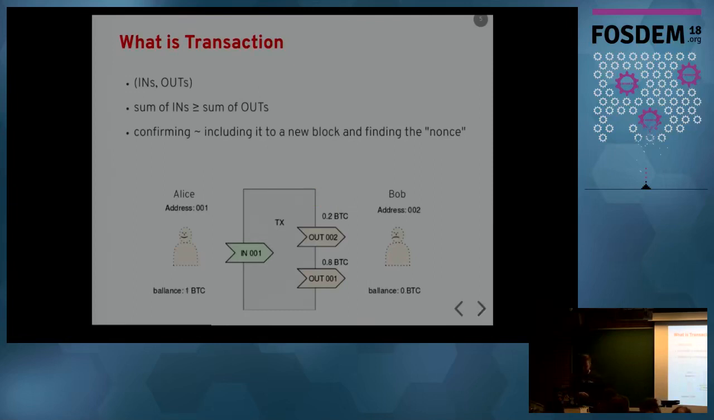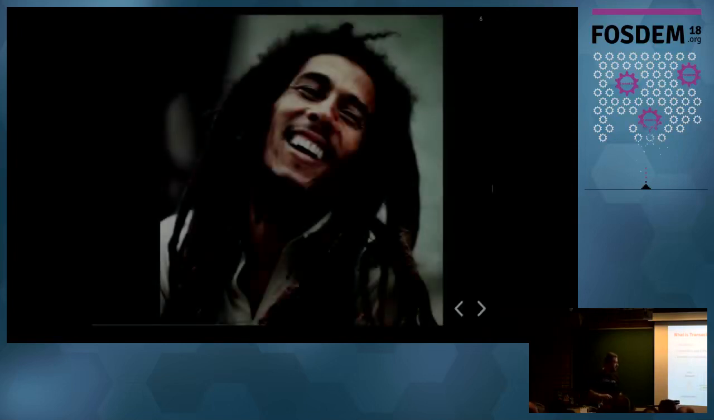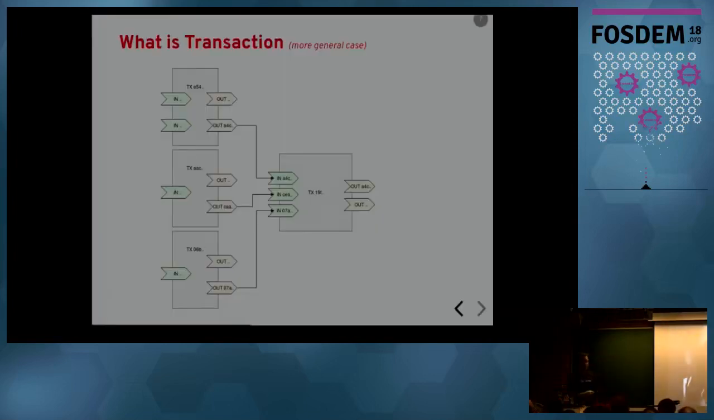So as in this example, Alice is trying to send 2.0 bitcoins to Bob. She said that she doesn't have any bitcoins. If the transaction is confirmed, now he has a balance of 0.2 bitcoins and Bob is happy. So this is happy Bob.